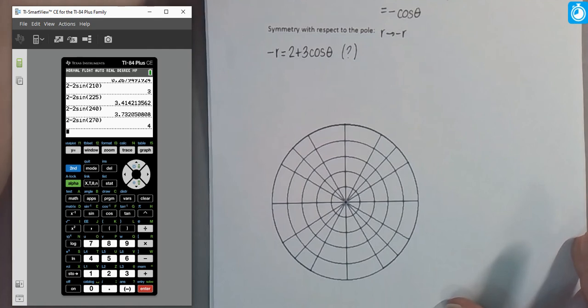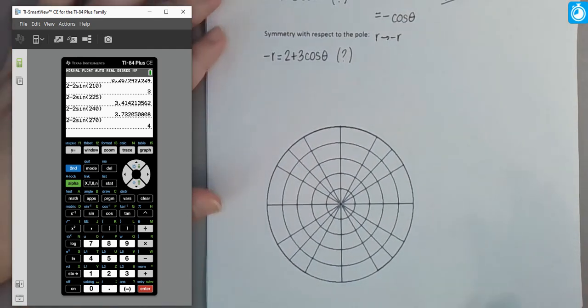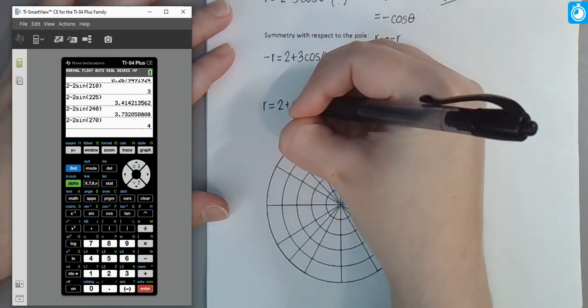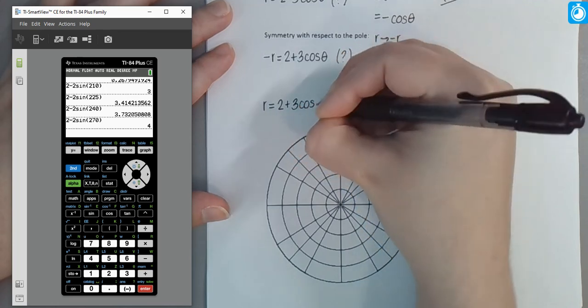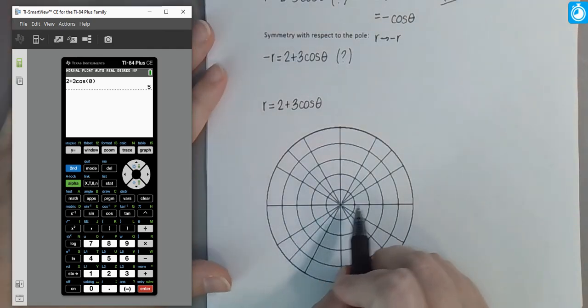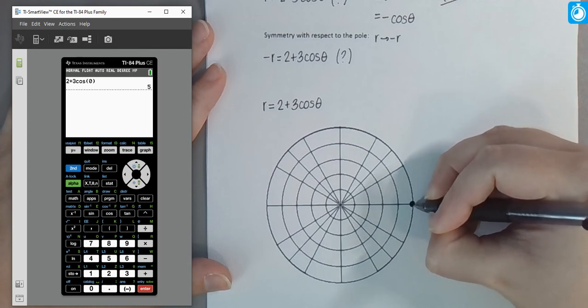So everything that's graphed above the polar axis is matched by a point that's graphed below the polar axis, and vice versa. So let me write down our equation. So r is equal to 2 plus 3 times the cosine of theta. And let's plot some points. Okay, so starting at theta is equal to 0, 2 plus 3 times the cosine of 0 is going to be 5. Okay, so at 0 radians, 0 degrees, on the 5th ring. So that's the starting point.